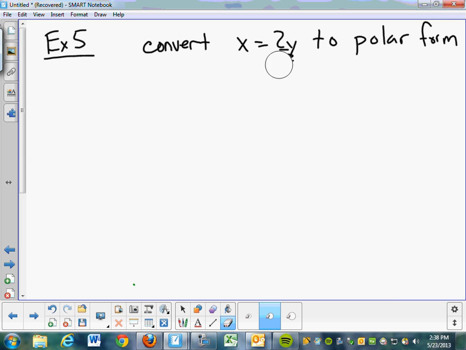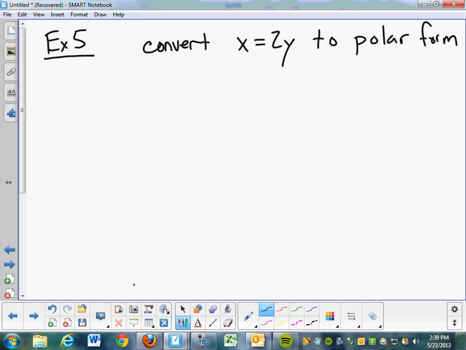Well, what if instead of a coordinate, we have an equation? And this equation has a whole bunch of coordinates that we would like to turn into polar form. So we want to put that entire rectangular equation into polar form. That's what we want to try to do. Okay?